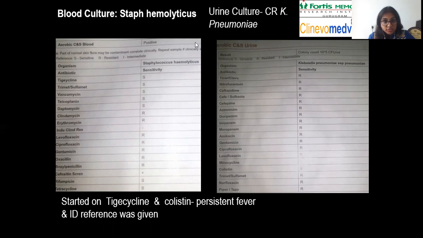Now when he was shifted to the wards, he started having fever, and that's when the cultures were sent. The blood culture which was sent grew Staphylococcus haemolyticus. It was a single blood culture which was positive, and the urine culture grew Klebsiella pneumoniae, which was carbapenem resistant. Based on these culture reports, he was started on tigecycline and colistin for the persistent fever. And that's when an infectious diseases reference was sought.